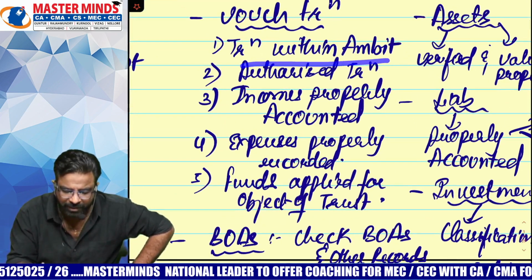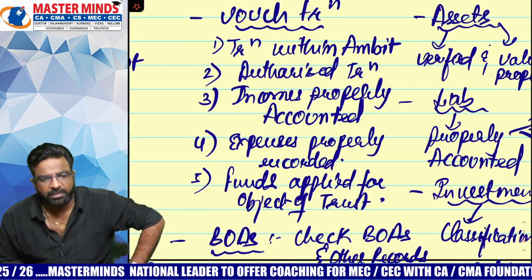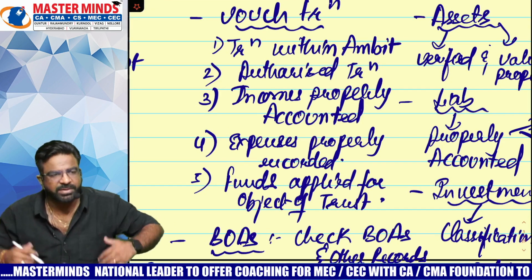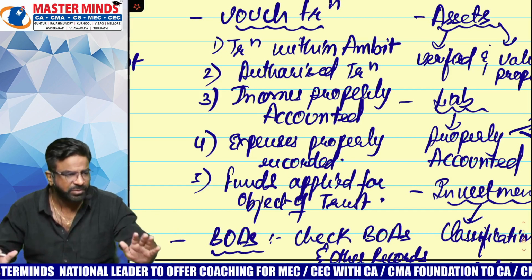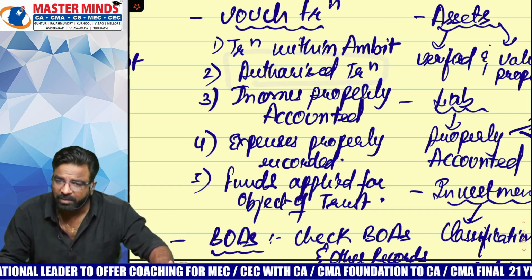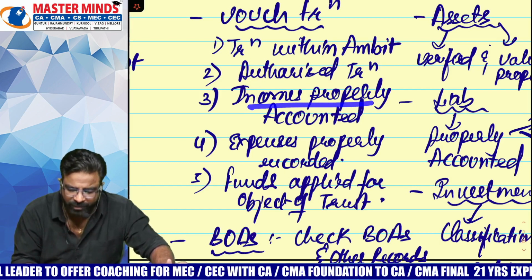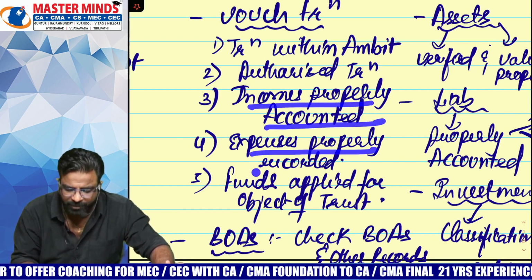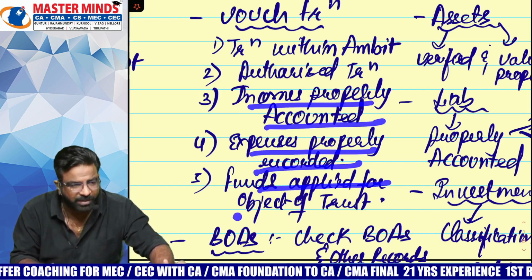Transactions are within the ambit. What do you mean by within the ambit? The trust must not do any transaction beyond its functions. It should be within its objects. Second thing, transactions done by the trust must be authorized. Third one, incomes are properly accounted, expenses are properly recorded, funds are properly applied.